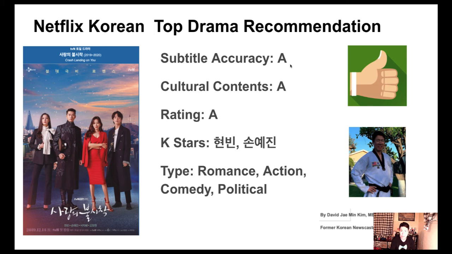So 사랑의 불시착 is a Netflix drama. The subtitle accuracy is A, really good. When you watch Korean dramas, sometimes they are not necessarily bad language, but certain translators translate it as bad language to increase the rating. They think the higher the age rating, the more people will watch. So that's not cultural content. It really portrays North Korea and South Korea well. Rating A, K-stars Hyunbin and Sonhaejin. These two are top Korean stars. It's a romance, action, comedy, and politics, with many episodes.